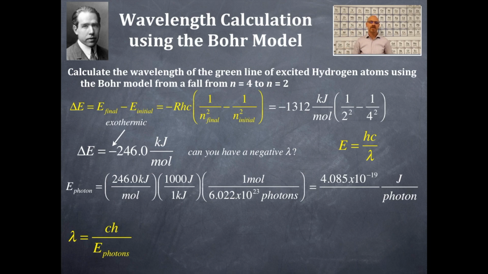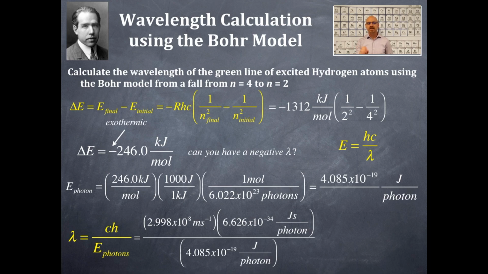Okay, so we're going to plug in the numbers. Here we've got the speed of light, that's 2.998 times 10 to the 8 meters per second. We've got Planck's constant, that's 6.626 times 10 to the negative 34 joule seconds per photon. And then we've got the energy per photon that we calculated previously for that change in energy going from n of 4 to n of 2. And that's 4.085 times 10 to the negative 19 joules per photon.